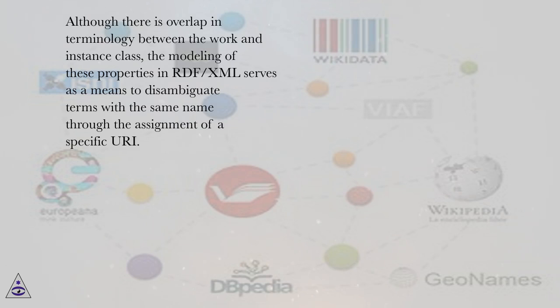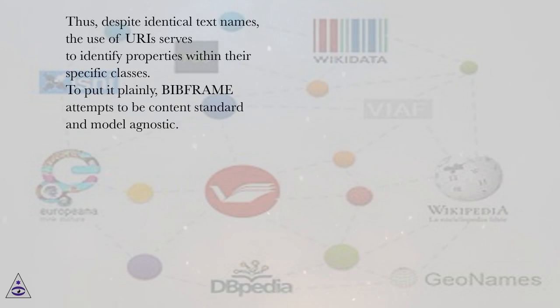Although there is overlap in terminology between the work and instance class, the modeling of these properties in RDF/XML serves as a means to disambiguate terms with the same name through the assignment of a specific URI. Thus, despite identical text names, the use of URIs serves to identify properties within their specific classes.